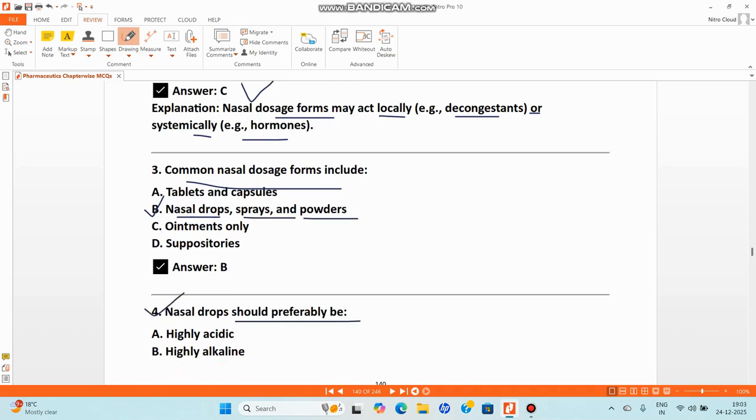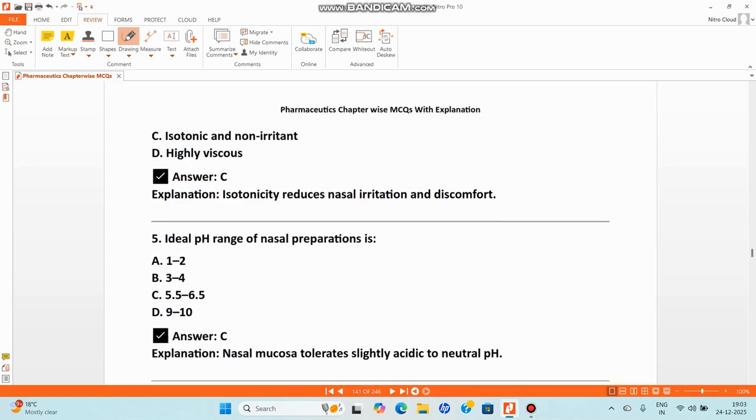Nasal drops should preferably be highly acidic, highly alkaline, isotonic and non-irritant, or highly viscous. So here nasal drop should always be isotonic and non-irritant. Next, what is the ideal pH range of nasal preparation? The ideal pH range is 5.5 to 6.5. 7 is neutral pH, and 5.5 to 6.5 means a little bit acidic, right?